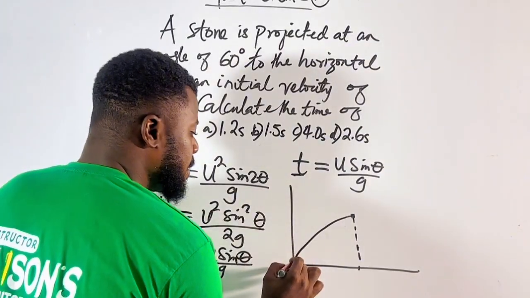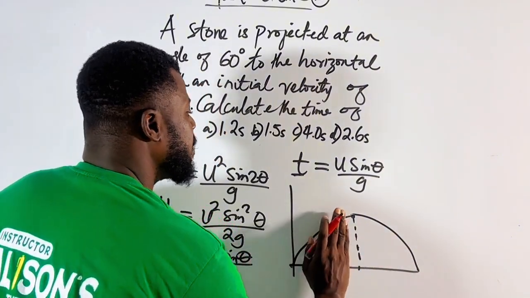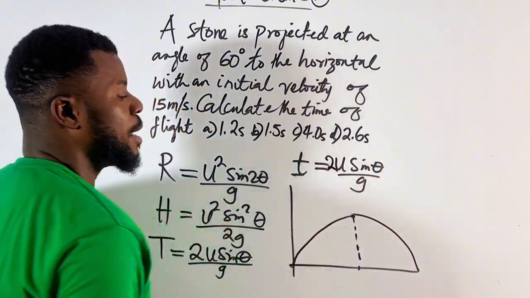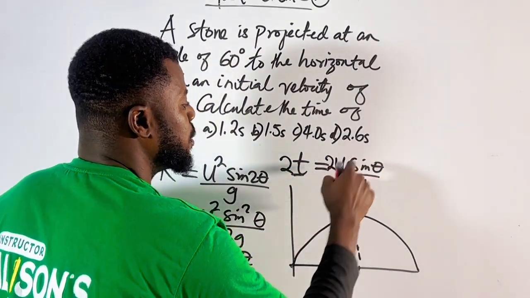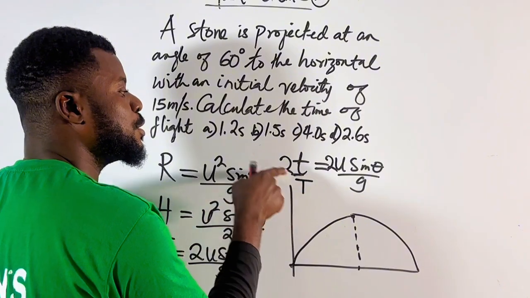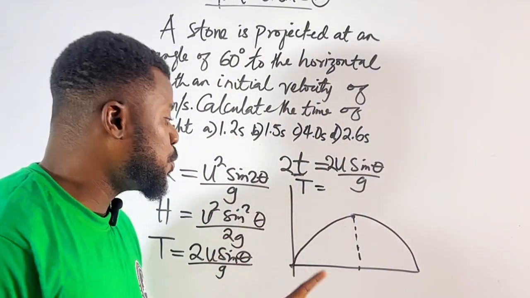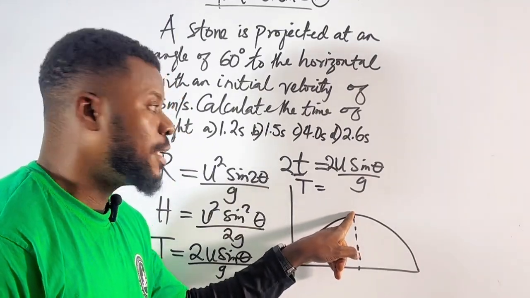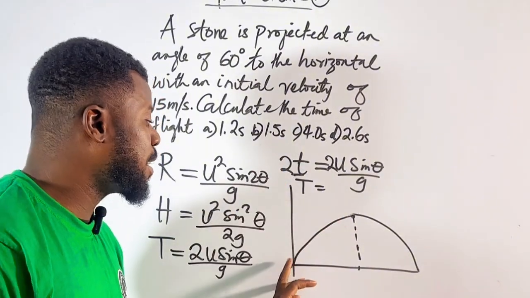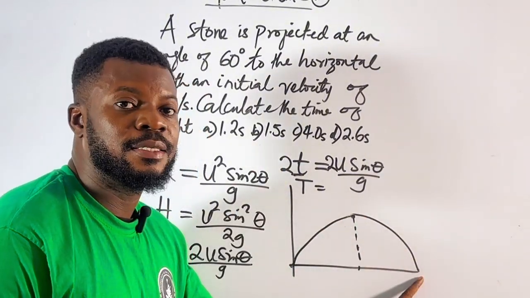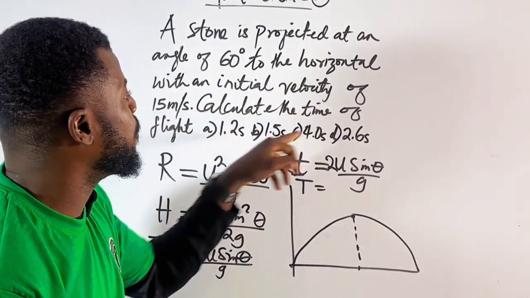But if the stone continues until it comes back down, it means you have only covered half here. So 2 times this small t will give you capital T. That means capital T is equal to 2t, equal to 2u sine theta over g. That means the time the object takes to reach the maximum height is u sine theta over g without the 2. The total time from here till you reach this particular place is 2u sine theta over g. That one is what they call the time of flight.